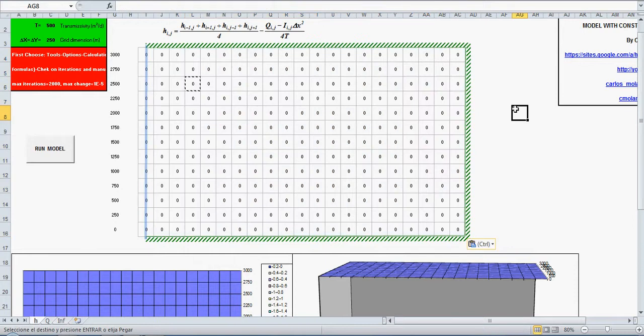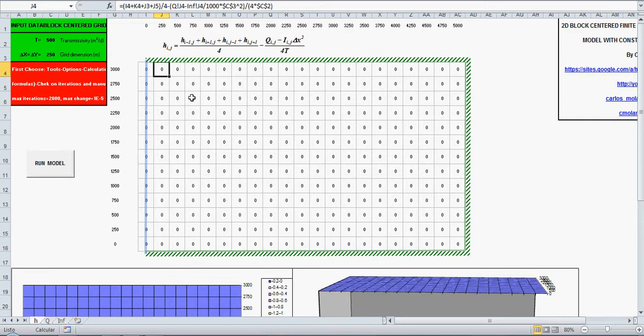Let's continue with the constant head boundary. Suppose we measure a water level of 0, so now we have our constant head boundary. Now the no flow boundary, let's begin with this one, for a block centered finite difference grid.